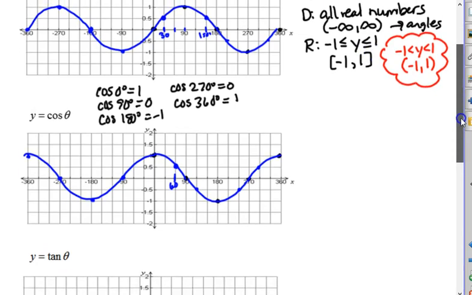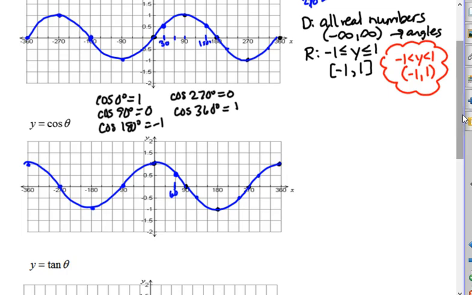Now if you look at the cosine graph, you see that the cosine has the same domain and range in y, same as the sine. We can put any angle in, and it goes up to a high of 1 and down to a low of -1.